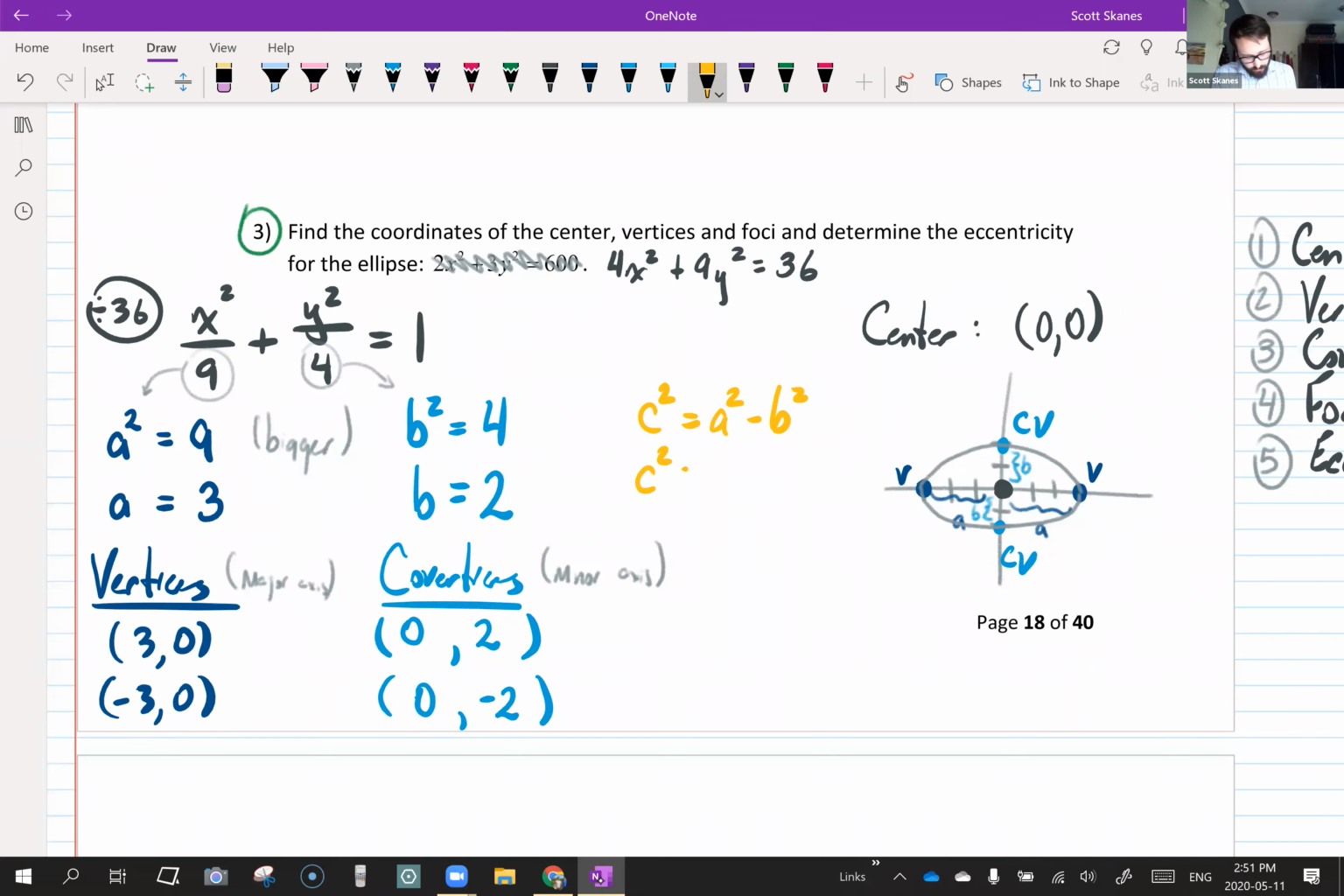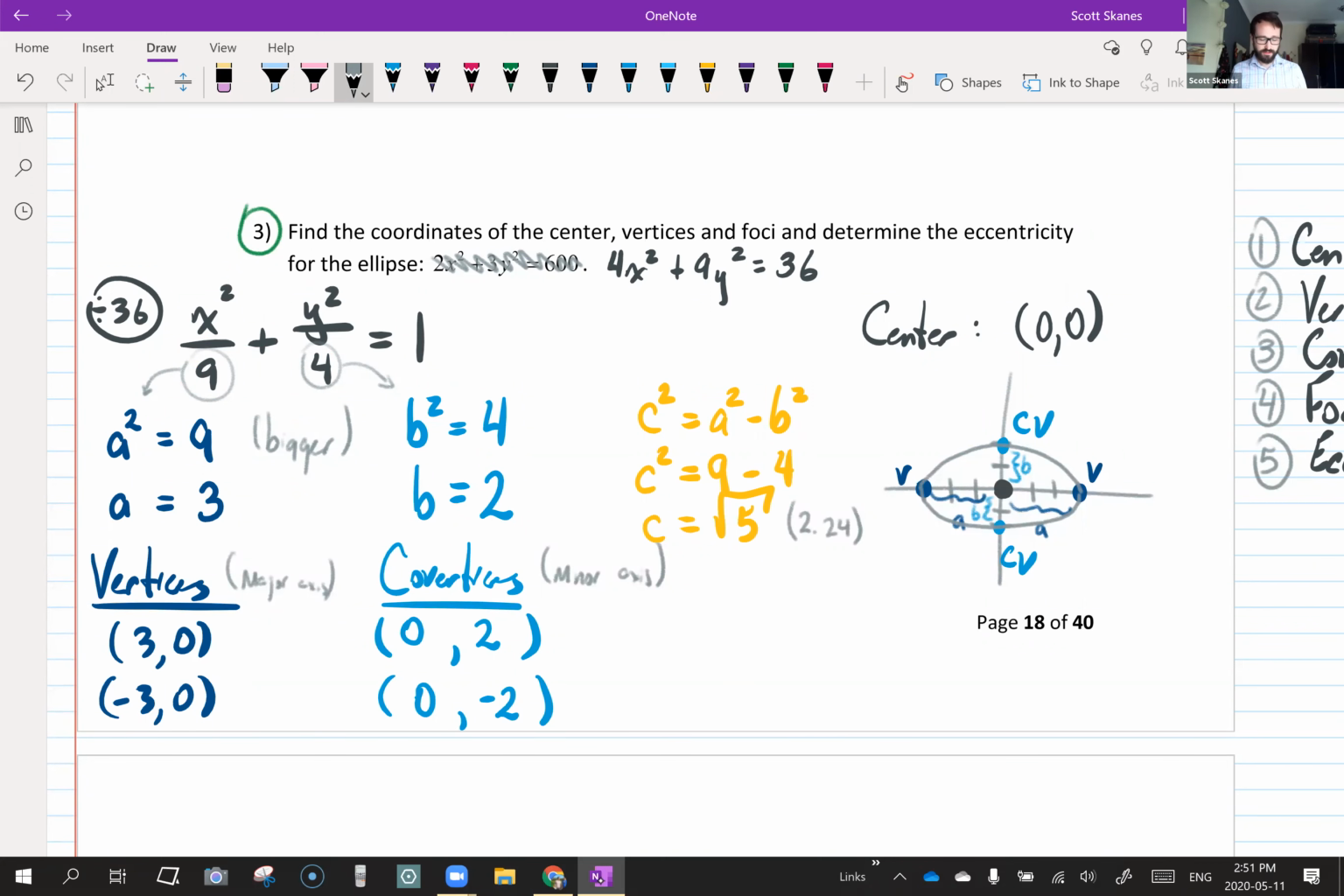So C squared, A squared we already have, it's 9. B squared we already have, it's 4. We could steal it right from here actually. 9 minus 4, that would give 5. That means C must be root 5. You can write the decimal if you want. I'll write the decimal next to it in case you want to write it that way. It's up to you which one you choose. So 2.24. Okay, hopefully you're with me so far.